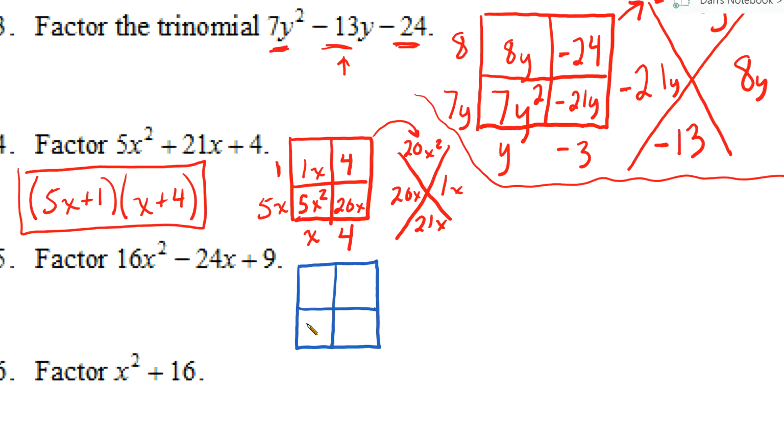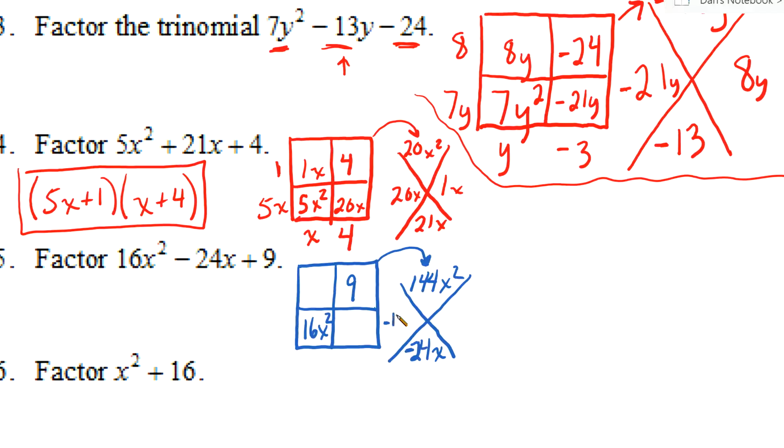Area model, 16x squared and 9. Multiply those together and I get 144x squared. You can use a calculator for that if you'd like. And then it has to add to negative 24x. And 144 is 12 times 12, and that works out here.